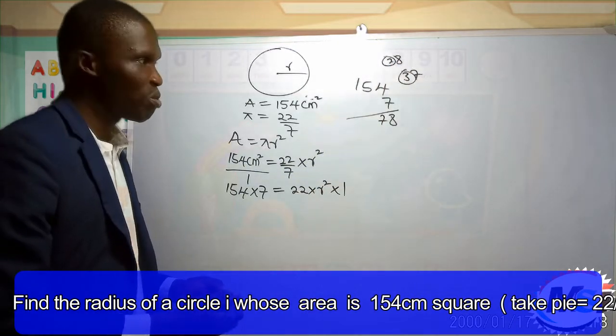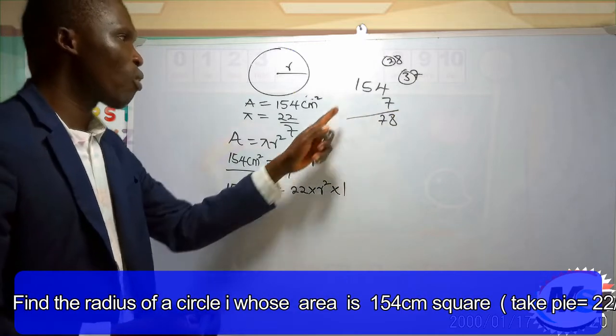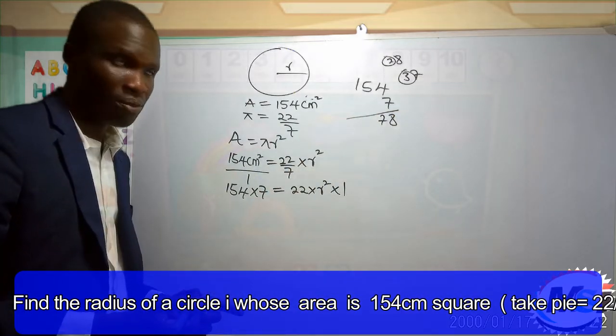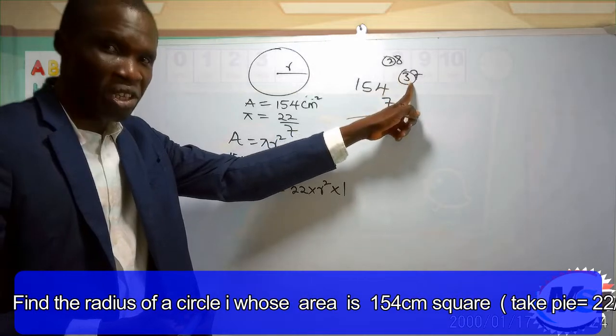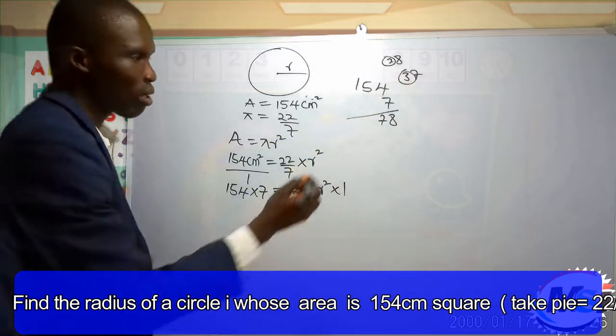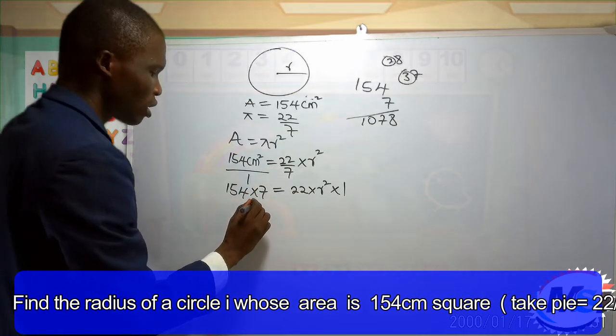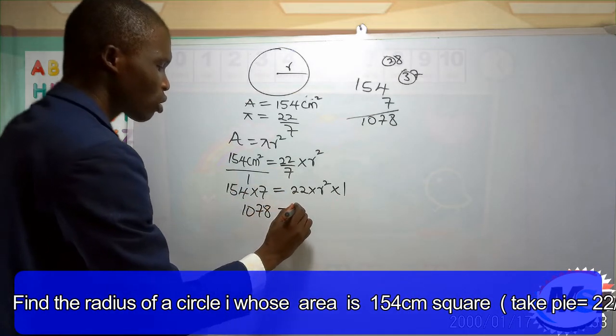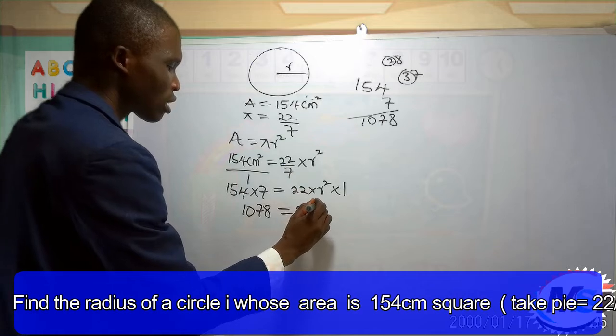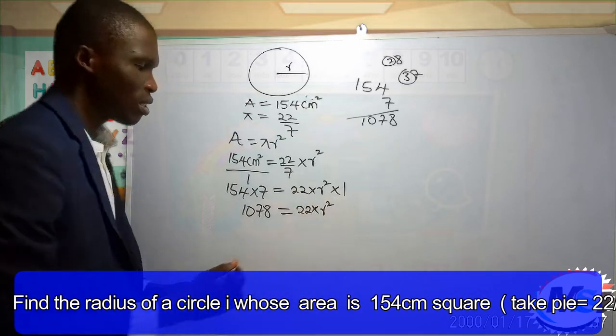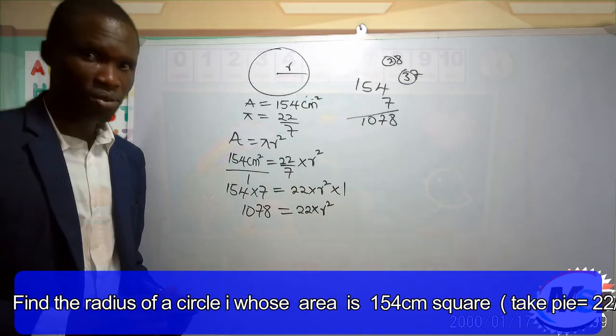I believe you are following me, right? Now 7 multiplied by 1 will give us 7. Then remain 3 here. Add 3 to 7, we are going to have 10. So this will give us 1078 equals 22 times r squared. I believe you understand that, right?